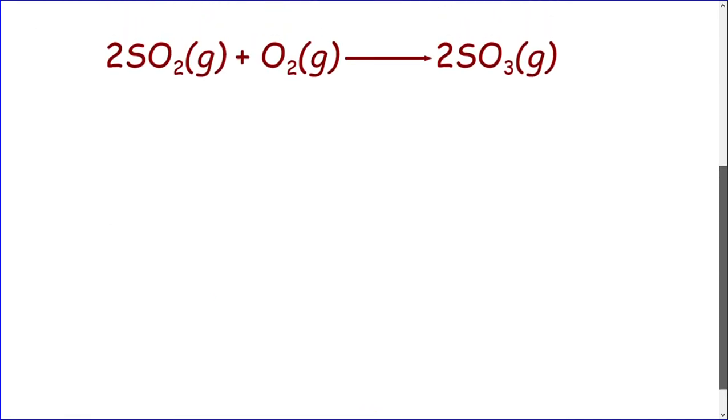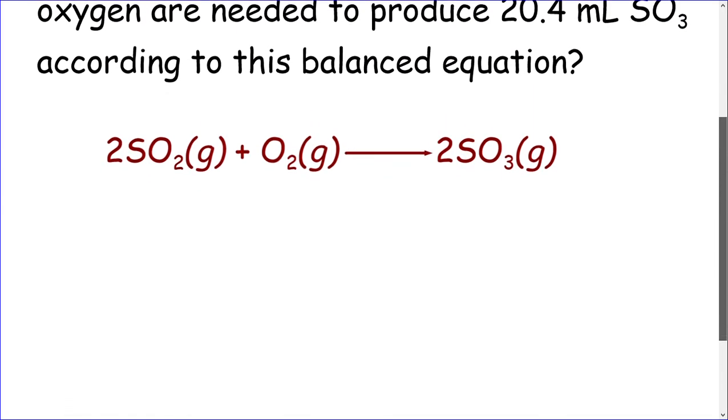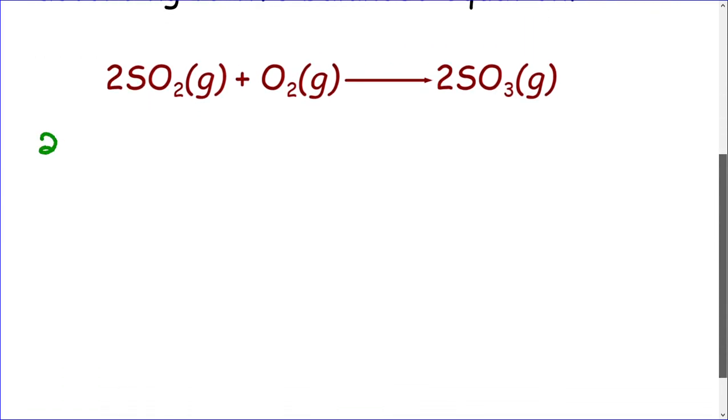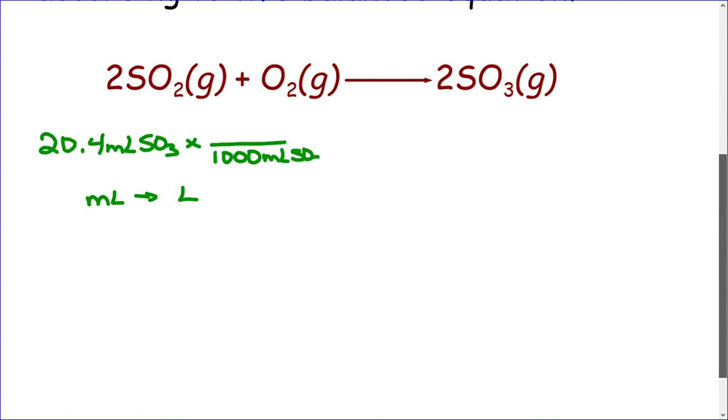So again, I'm going to leave this up here so I can see the equation. I'm going to start off and it tells me that we have 20.4 milliliters of SO3. That's our starting point. I need to get from milliliters to liters, right? That's my first part. We know that there's 1,000 milliliters in 1 liter. Notice I put milliliters on the bottom so it can cancel out. And the SO3 is just there to keep my compound known, so I know what it is.